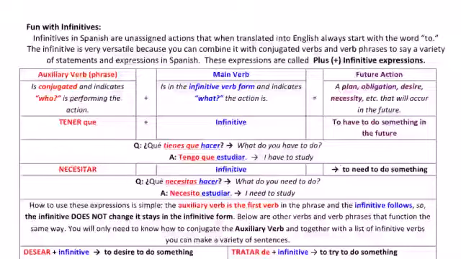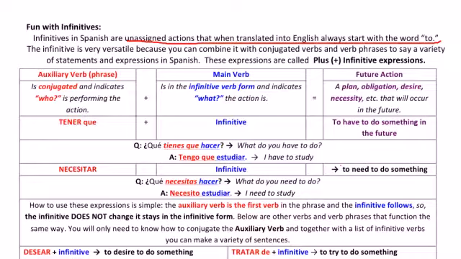Hola, soy la profesora Clark, and today we're going to have a little fun with infinitive verbs. To begin, infinitives in Spanish are unassigned actions that, when translated into English, always start with the word to. The infinitive is very versatile because you can combine it with conjugated verbs and verb phrases to say a variety of statements and expressions in Spanish. These expressions are called plus infinitive expressions.